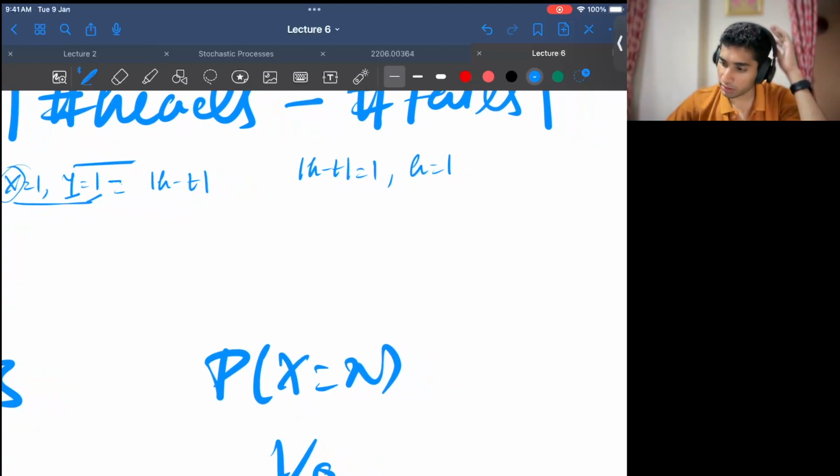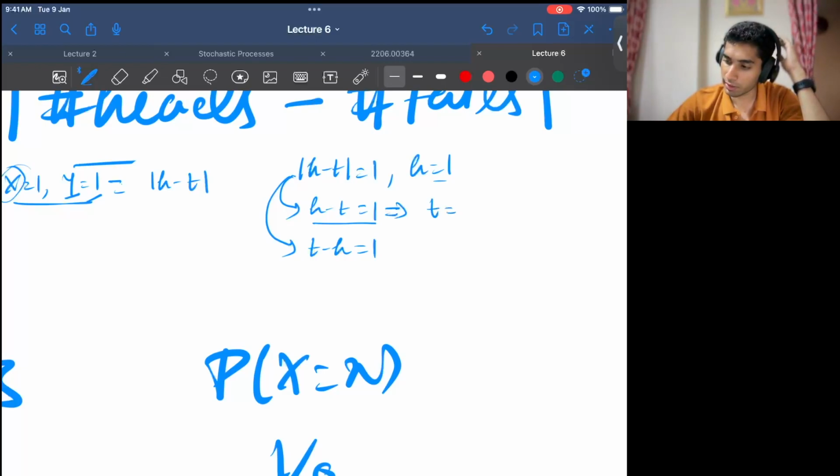Okay, so now this mod can open in two ways, right? So h minus t can either be just h minus t, if the modulus opens up as positive, equal to 1, or it can open up as negative, like t minus h, which is equal to 1, right? In the first case, if h is equal to 1 and h minus t is equal to 1, what will t be equal to? Basically 0, right? Because this is equal to 1, so 1 gets cancelled, t will be equal to 0. And in this case, t will be equal to 1 plus 1, which will be equal to 2.